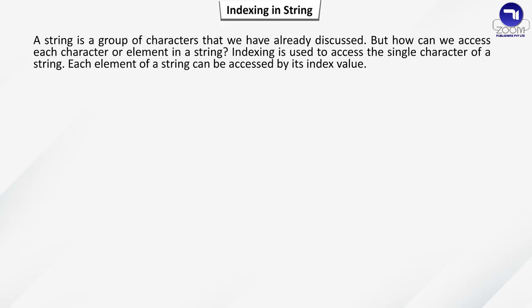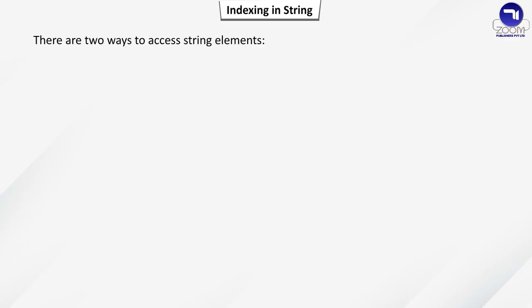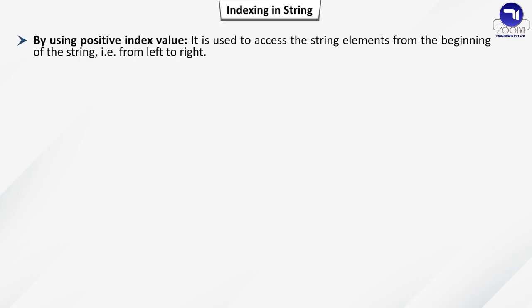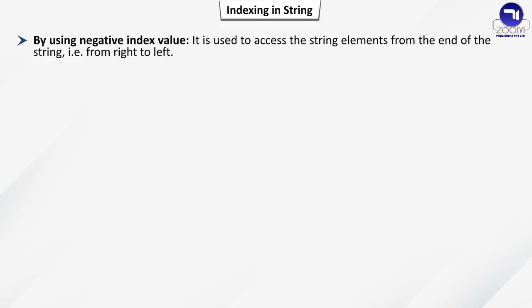Indexing in string. A string is a group of characters that we have already discussed. But how can we access each character or element in a string? Indexing is used to access a single character of a string. Each element of a string can be accessed by its index value. There are two ways to access string elements. By using a positive index value, we access the string elements from the beginning of the string, that is from left to right. By using a negative index value, we access the string elements from the end of the string, that is from right to left.